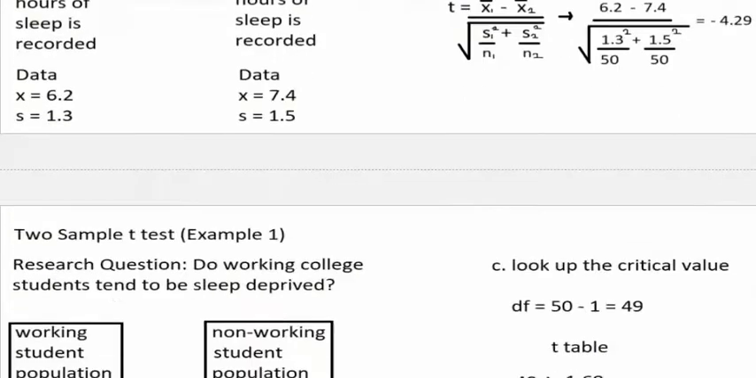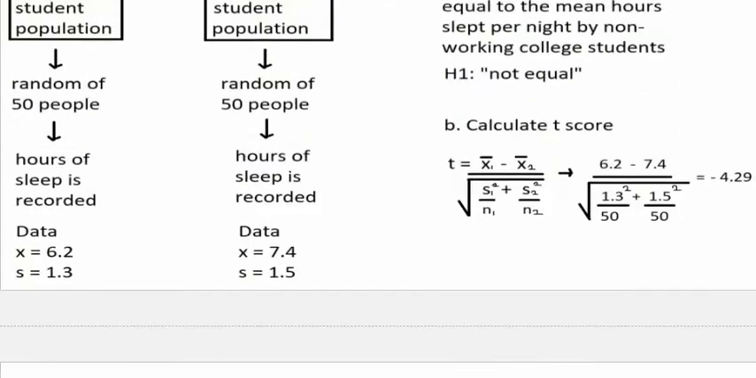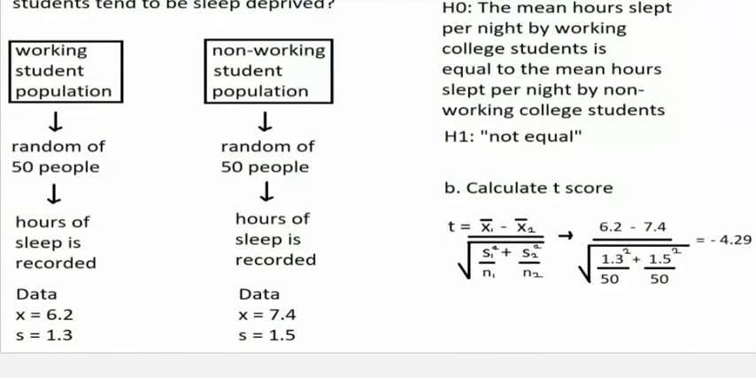So let's calculate our t-score. First I need to go over this t-score formula. It's made up of three different symbols. x bar is sample mean, s is sample standard deviation, and n is sample size.